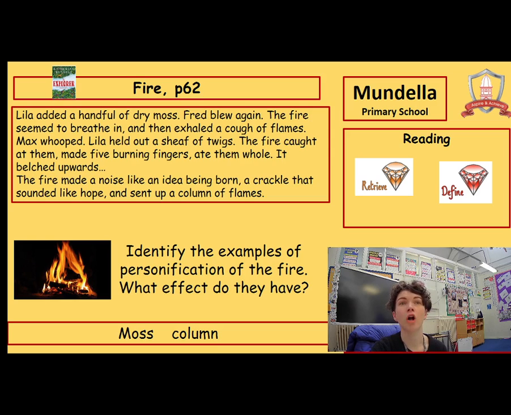Lila added a handful of dry moss. Fred blew again. The fire seemed to breathe in and then exhaled a cough of flames. Max whooped. Lila held out a sheaf of twigs. The fire caught at them, made 5 burning fingers, ate them whole. It belched upwards. The fire made a noise like an idea being born, a crackle that sounded like hope and sent up a column of flames.